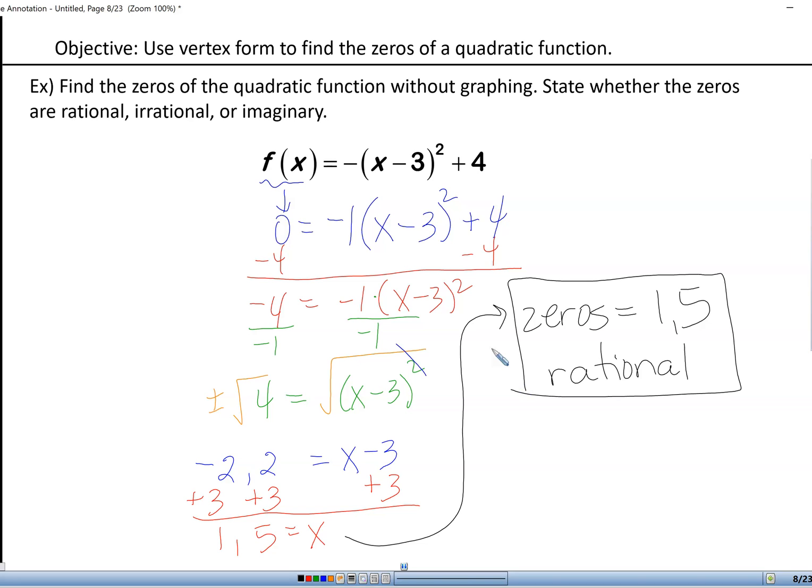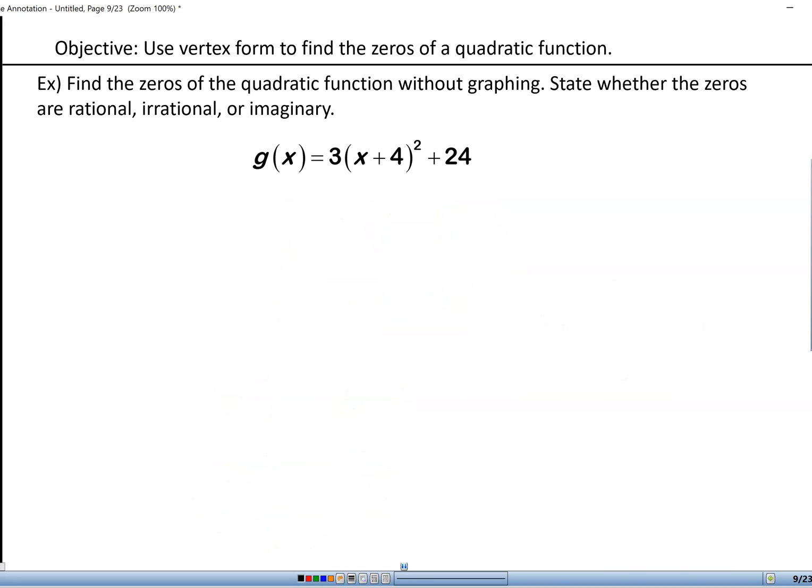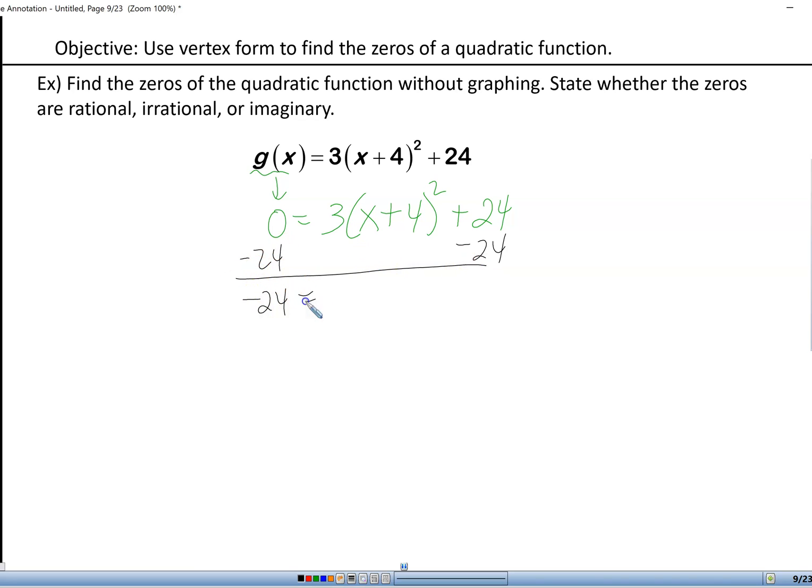All right, moving on. Another example for us to do together. So the beginning is the same. G of x becomes 0. Now we start, remember, with undoing in reverse order of operations. So we start with addition, subtraction outside parentheses. Here we have addition, so we're going to subtract 24. 0 plus a negative 24 is negative 24.